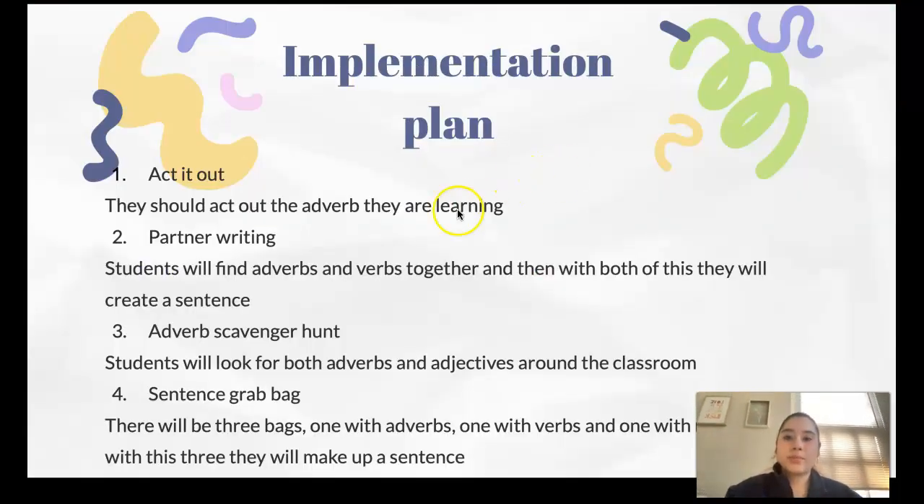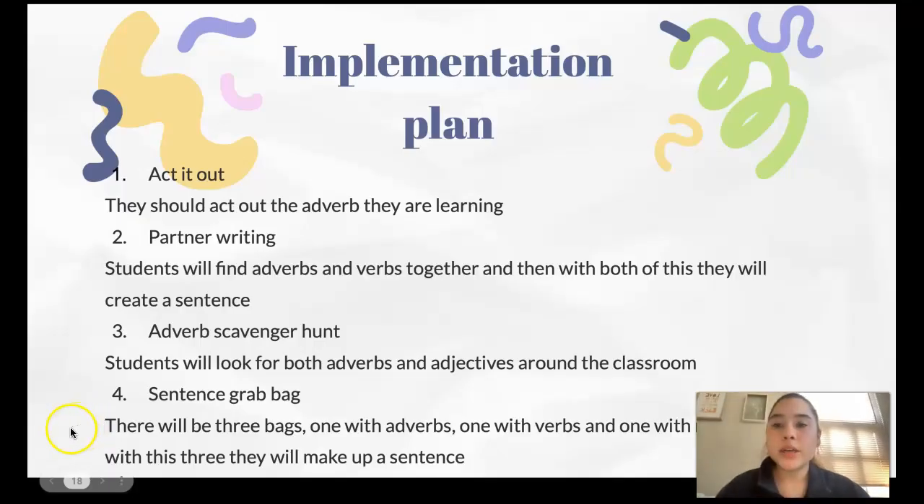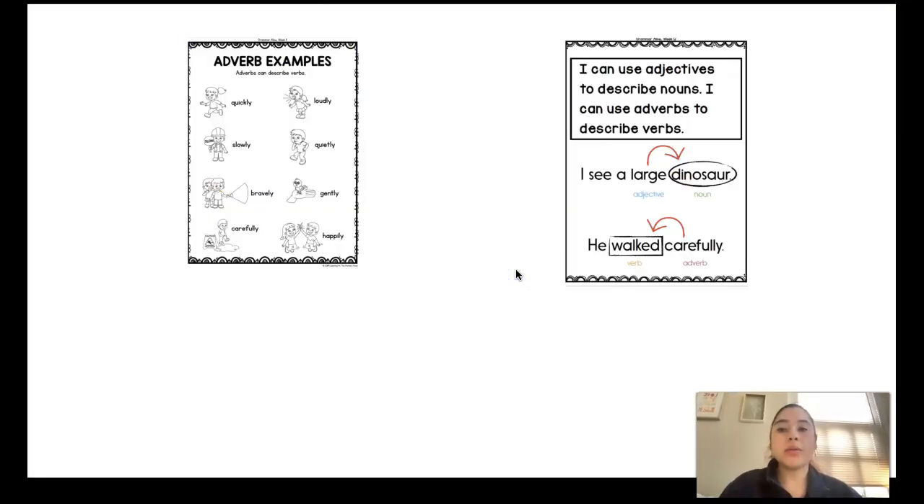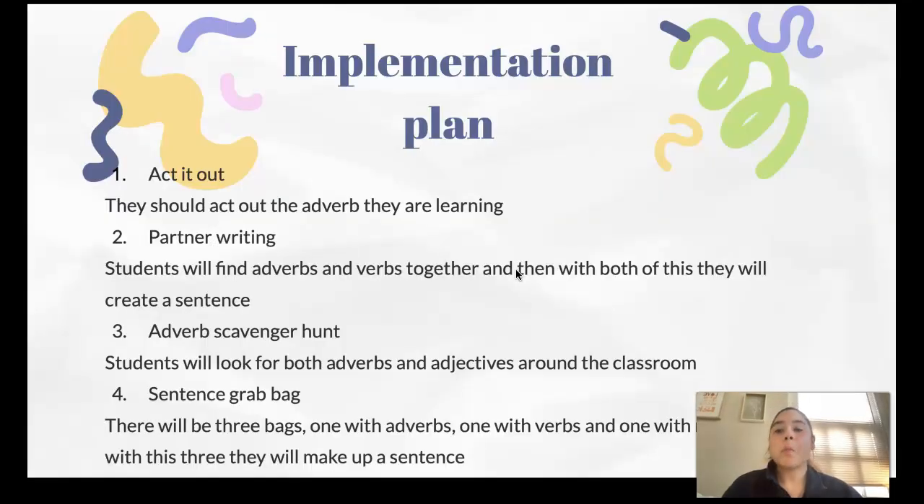So for the implementation plan, this is also used from a teacher in a classroom who shared what they did to teach adverbs. First it's acted out, where the teacher gives words like quickly, slowly, bravely, carefully, loudly, quietly, gently, happily, and then the students have to act it out, like the verb they're learning. It could be in a group or as a whole classroom where the teacher calls out one student and they act it out, and then the whole class has to identify the student's adverb.